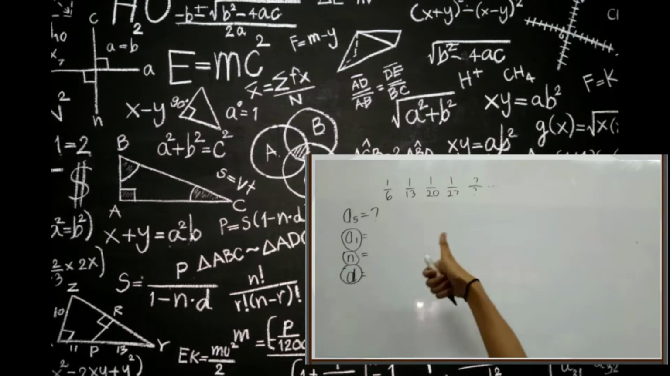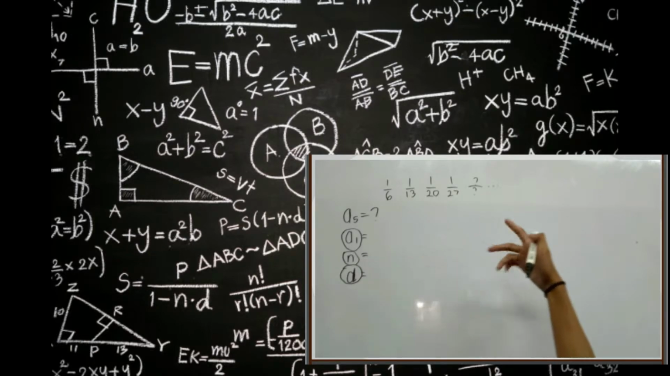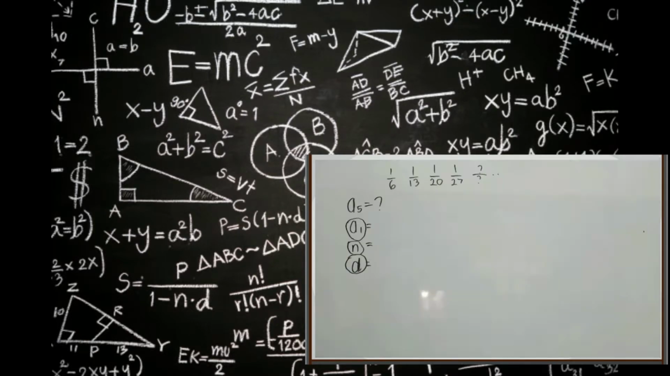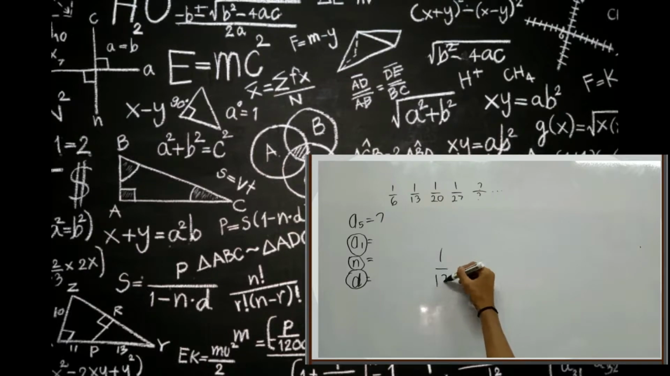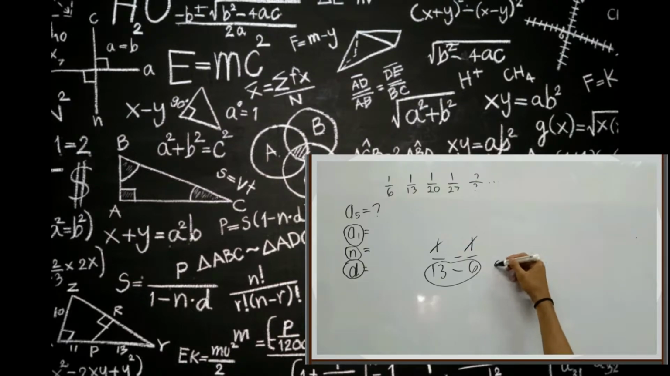To find the d, you need to subtract the two consecutive terms. Let's try it. Let's write 1/13 minus 1/6. Just disregard the numerator. Subtract the 2 and the d is 7.